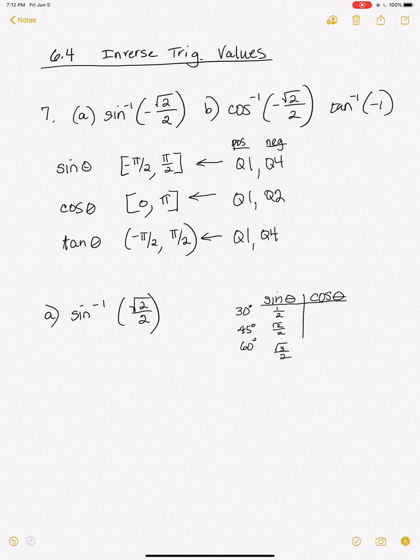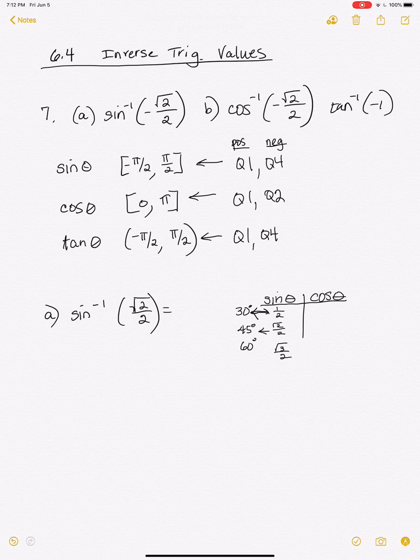All right, so what we're doing with inverse, instead of me asking you the sine of some angle and you looking at the exact value, I'm asking you for the angle. So I'm giving you the exact value and you're giving me the angle. All right, that's what automatically when you hear inverse, you should think, okay, I'm looking for an angle. So if this is asking for the sine of what angle is the square root of 2 over 2, well, the sine of 45 degrees is the square root of 2 over 2.